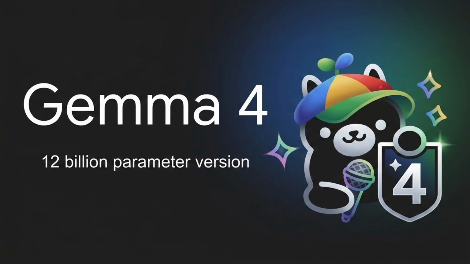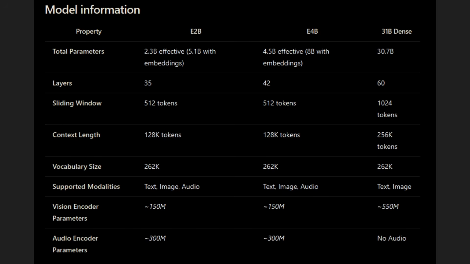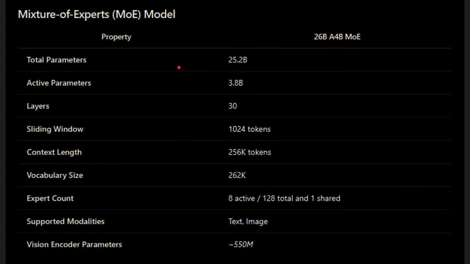Okay, so let's jump into this, the 12 billion dense version of Gemma 4. Now, up until now, we've had 4 different versions of Gemma 4. We had the E2B version, which was the effective 2 billion version, although it was actually larger than that. We had the E4B, the effective 4 billion version, although in fact it was larger than that. And then we had this huge 31 billion dense one. Then there was also a mixture of experts version, which was a 26 billion A4B mixture of experts version.